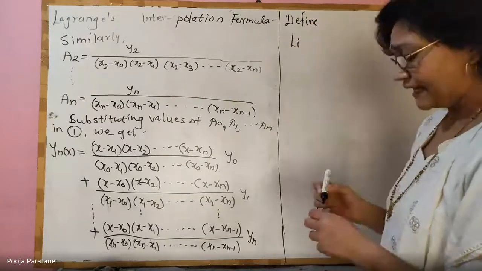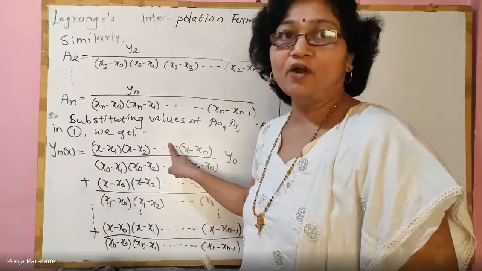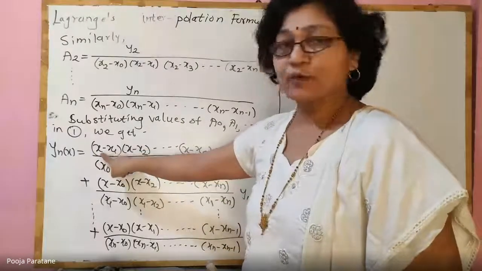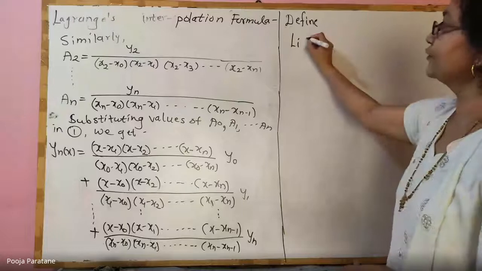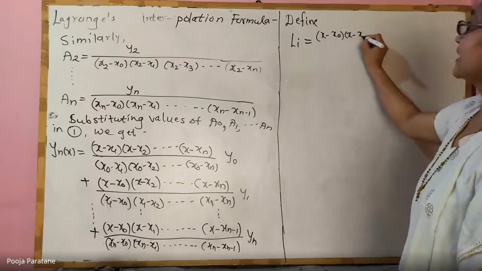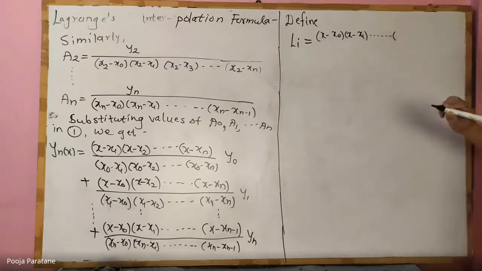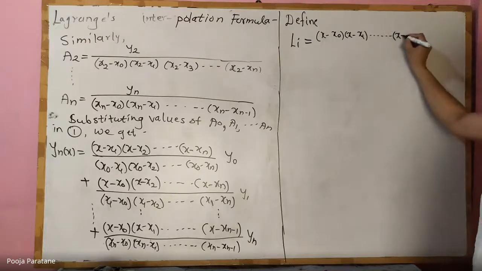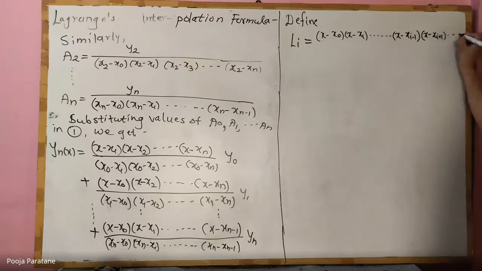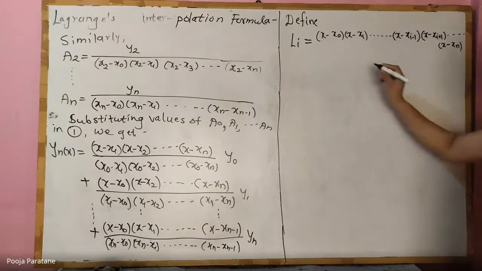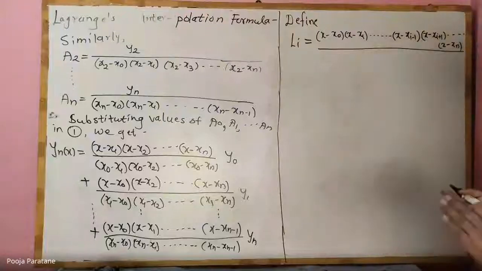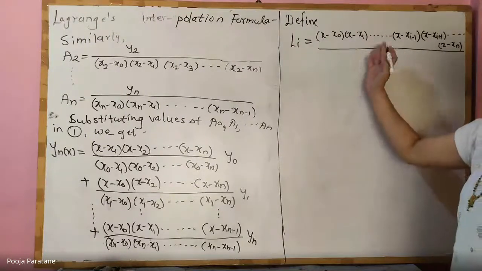Now when I write Li, the term x minus xi will not be there. Similarly here, the xi minus xi term will not be there, as we are substituting x equal to xi. So just see how we are going to define this Li. Li is (x minus x0), (x minus x1), and in the numerator the term x minus xi will not be there. Here x minus x(i minus 1) and x minus x(i plus 1) till x minus xn. If you are comfortable remembering this type of formula, you can remember it this way, or you can use this Li.